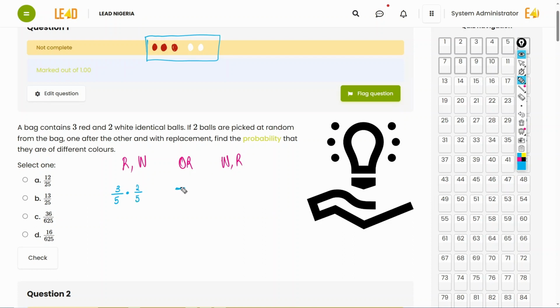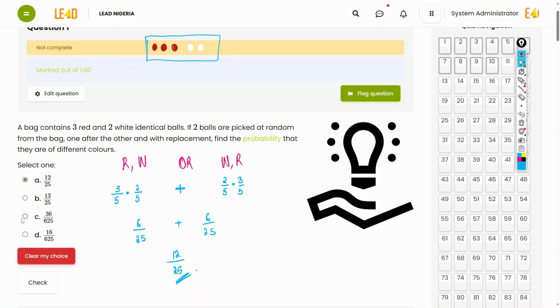Or, which means you add, right? You add the chances of this plus the chances of the other one. So if you pick a white and then you pick a red, the white will be 2 out of 5, and the chance of picking a red the second time is 3 out of 5. So we'd have 6 over 25 plus 6 over 25, which gives you 12 over 25. So there's a 12 in 25 chance that you would have different colors, either a red and then a white, or a white and then a red.